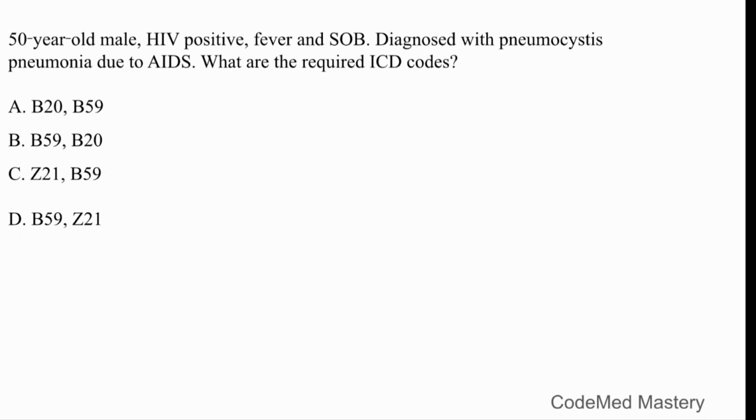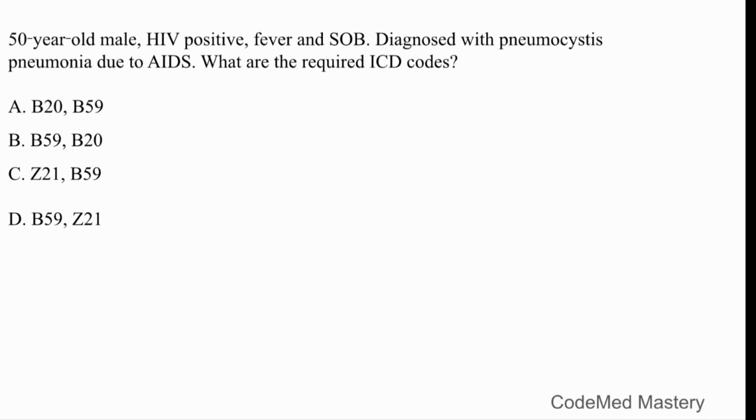50-year-old male HIV positive has fever and shortness of breath. He is diagnosed with pneumocystis pneumonia due to AIDS. What are the required ICD codes? In option A, they have given B20, B59. In option B, B59, B20. Option C, Z21, B59. And option D, B59, Z21.